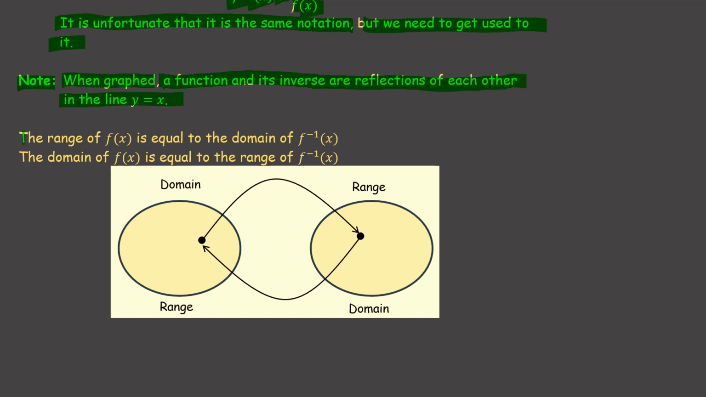Now, I'm repeating this. The range of f(x) is equal to the domain of the inverse function. The domain of f(x) is equal to the range of the inverse function. We can see that in the diagram. So this one is f, and this one is the inverse. So f has its domain here and its range, and because the inverse undoes it, it's going to map the domain back to the range.